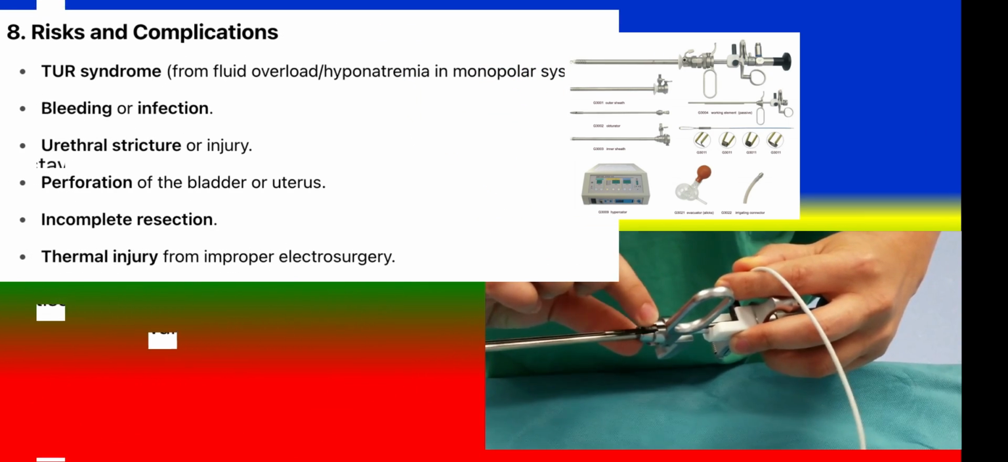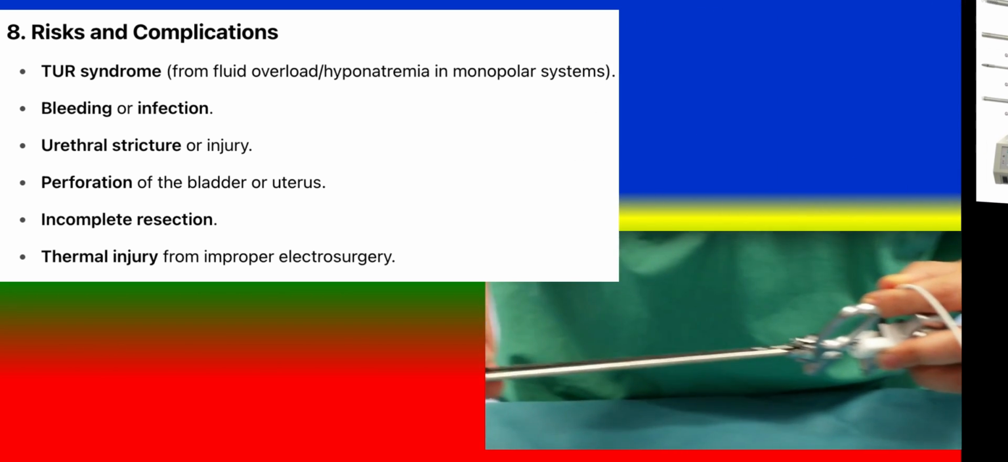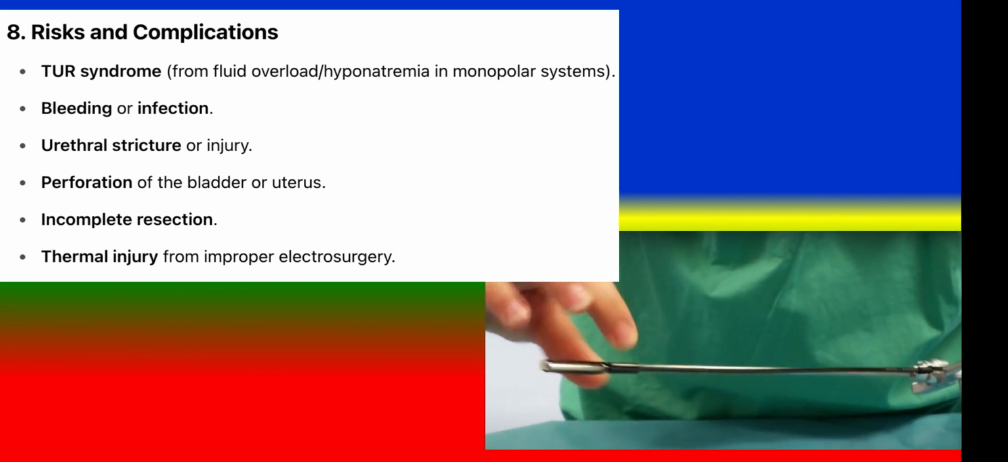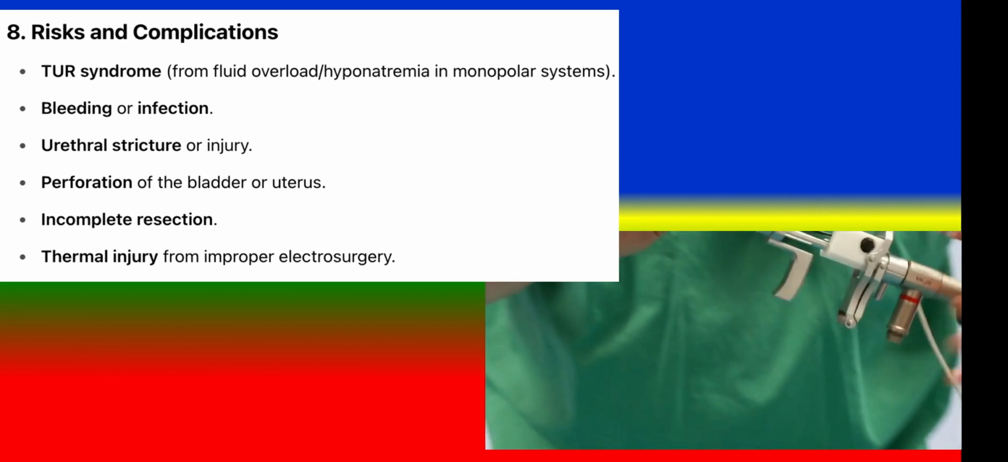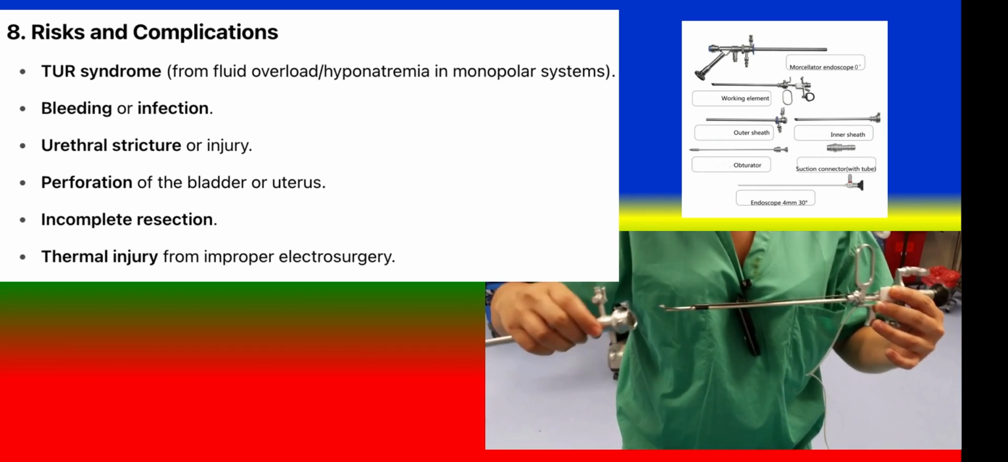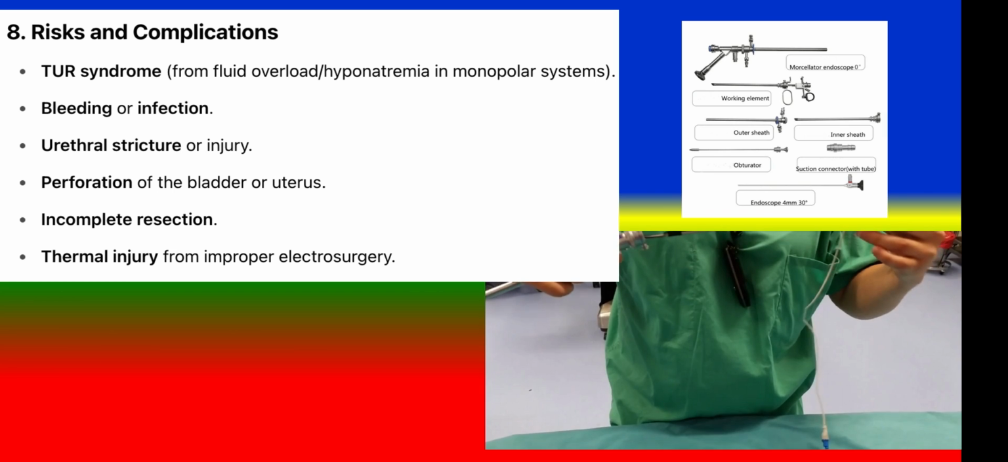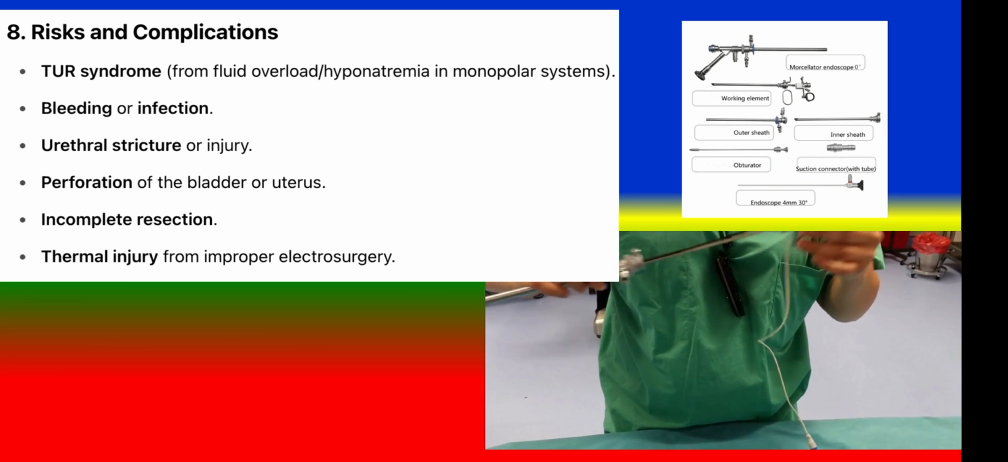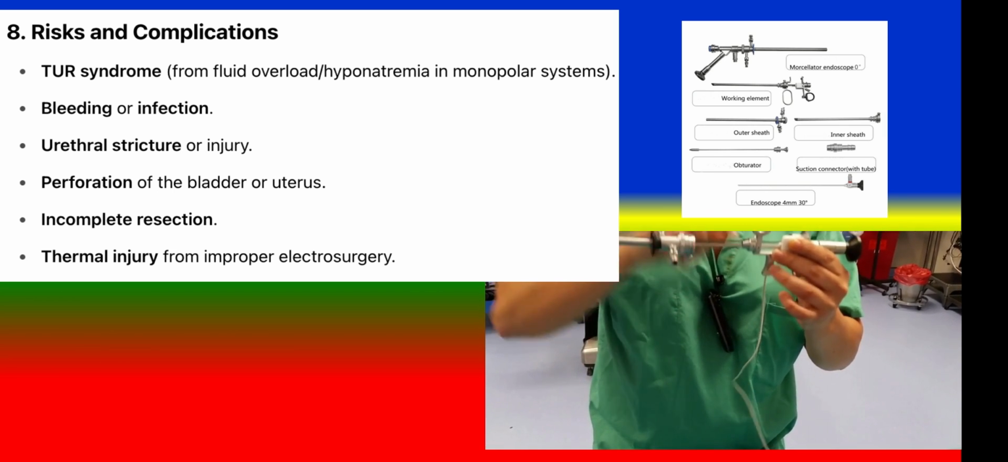8. Risks and complications: TUR syndrome from fluid overload, hyponatremia in monopolar systems, bleeding or infection, urethral stricture or injury, perforation of the bladder or uterus, incomplete resection, thermal injury from improper electrosurgery.